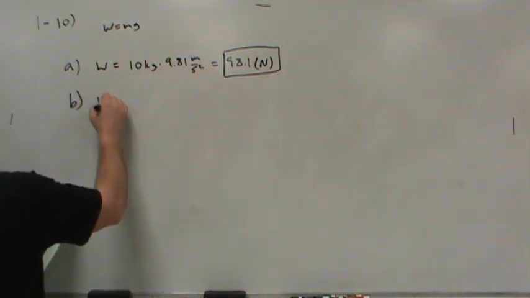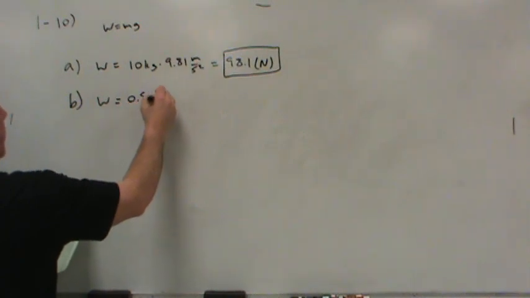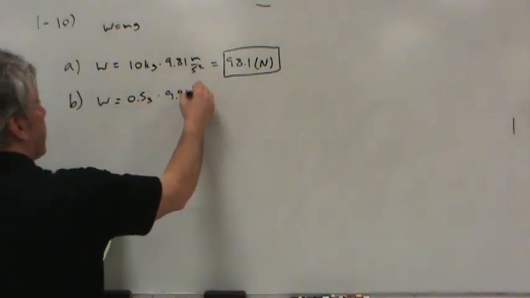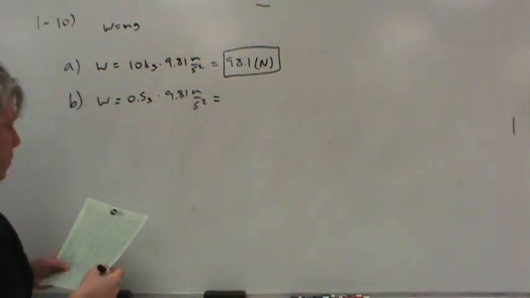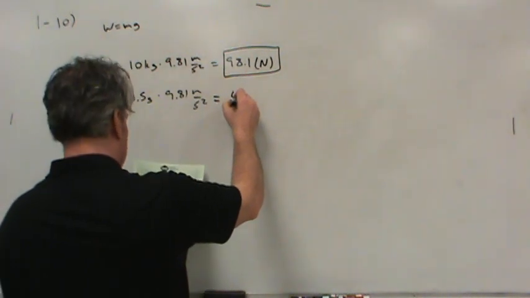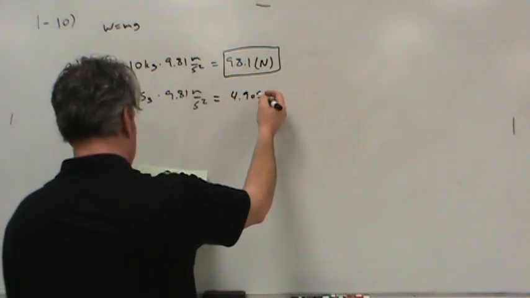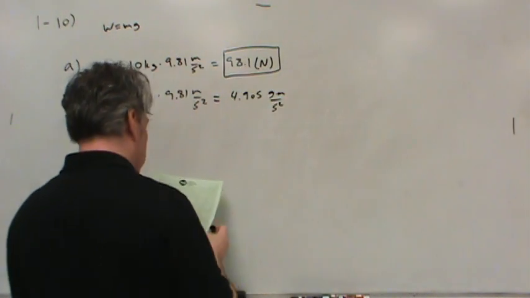In part B, they give us a mass of half a gram. We still have to multiply it by 9.81 meters per second squared to see how hard the Earth pulls down on that half a gram. So that's what we're interested in. Do the math. It's 4.905, and these are grams meters per second squared.